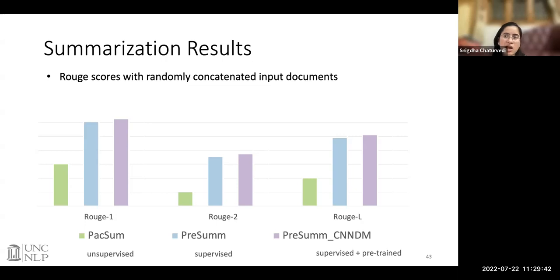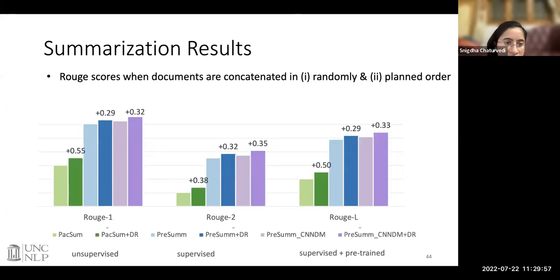Now we use our document reordering approach to reorder the documents before we feed those concatenated meta documents into these models. And the darker shade of each color shows the performance with reordering. So for example, on the left, the leftmost bar is PACSUM, or the unsupervised model with randomly concatenated documents, and the darker green is the same model with reordered documents before concatenation. And we see that we get a boost of 0.55 for Rouge 1. Similarly, you can look at all these bars. You see that the darker color is taller than the lighter color, indicating that if you reorder the documents, it leads to better Rouge scores.